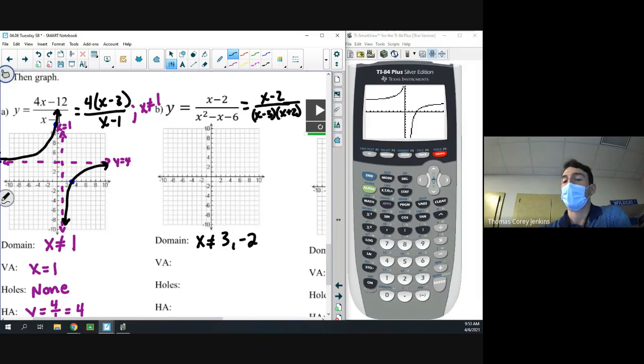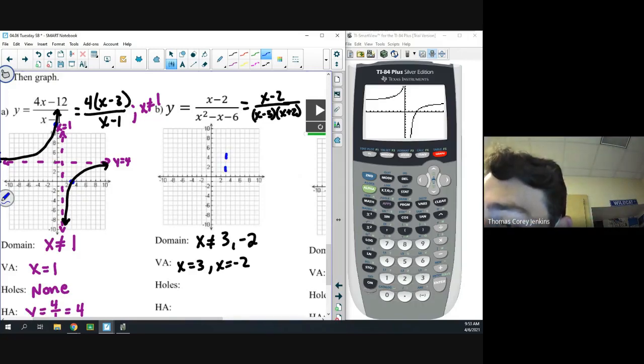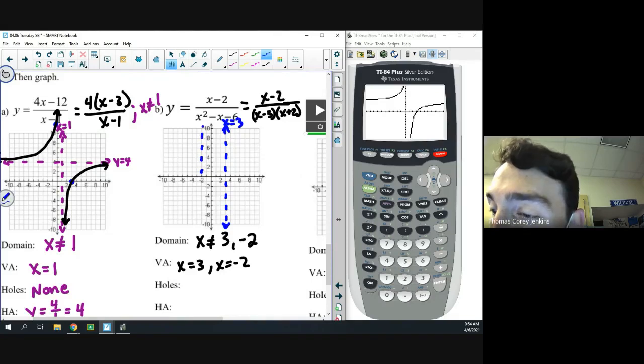All right. That represents my vertical asymptotes as well. So we would say x equals 3 is one line. x equals negative 2 would be our other vertical line. So let's go ahead and draw those. Remember, those are dotted lines because that's not actually part of my graph. Just guideposts.